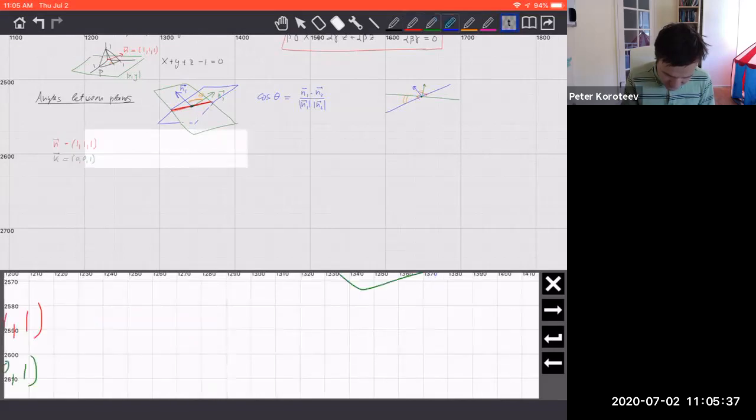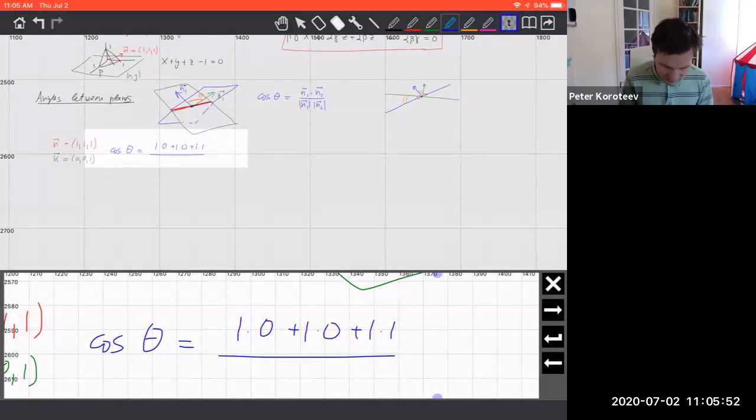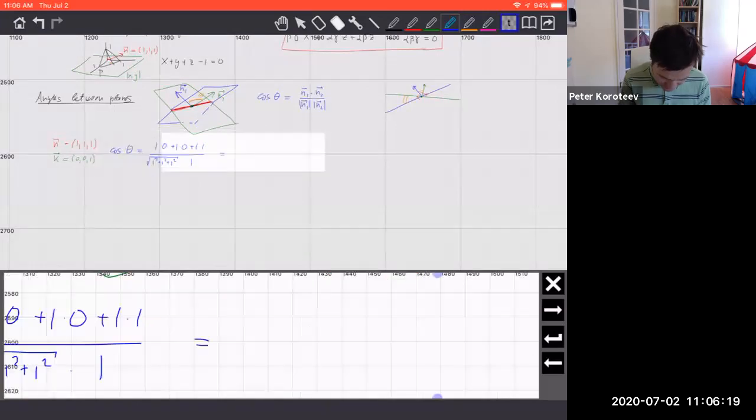Okay, so let's calculate. The cosine of that angle, let's keep calling it theta, is equal to the dot product, which is 1 times 0 plus 1 times 0 plus 1 times 1, divided by the lengths of those vectors, right? So what is the length of vector n in this case? Square root 3, of course, right? It's the square root of 1 squared plus 1 squared plus 1 squared, and vector k has unit length. So cosine is equal to 1 over square root 3.